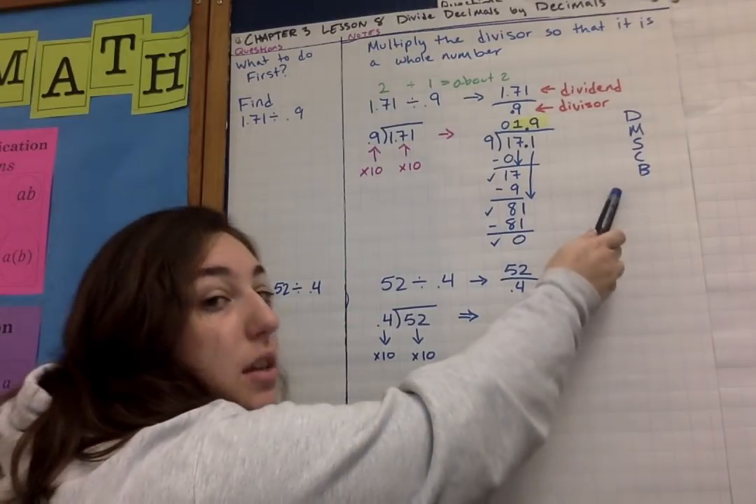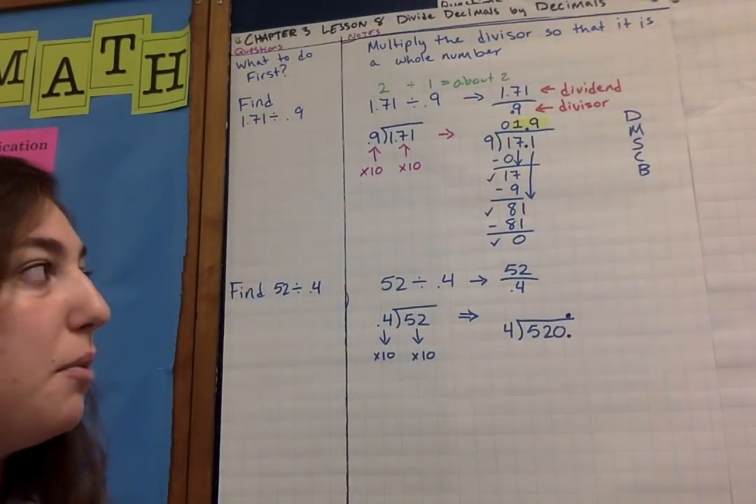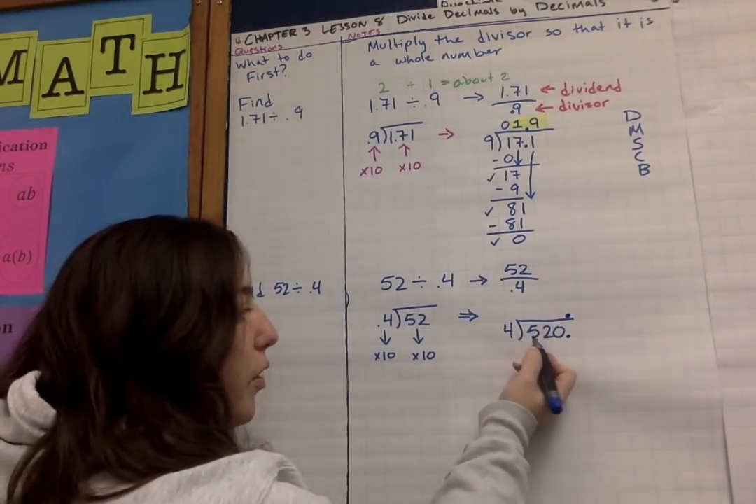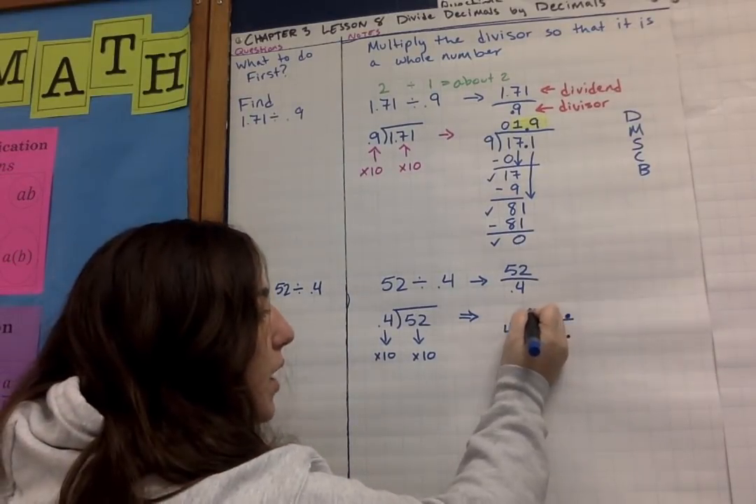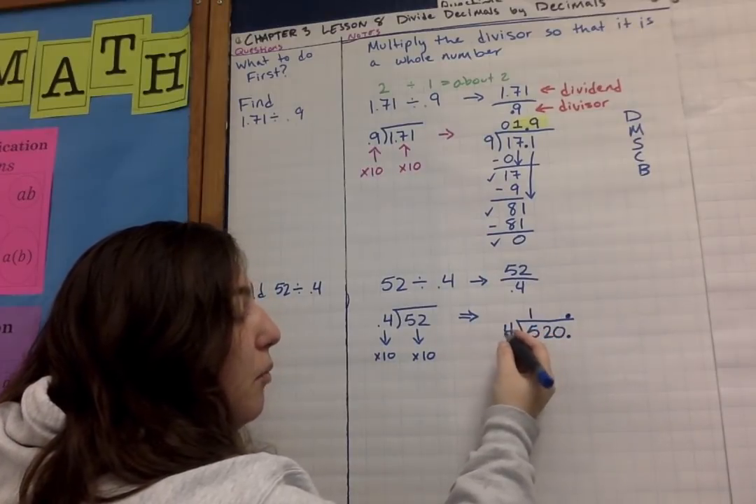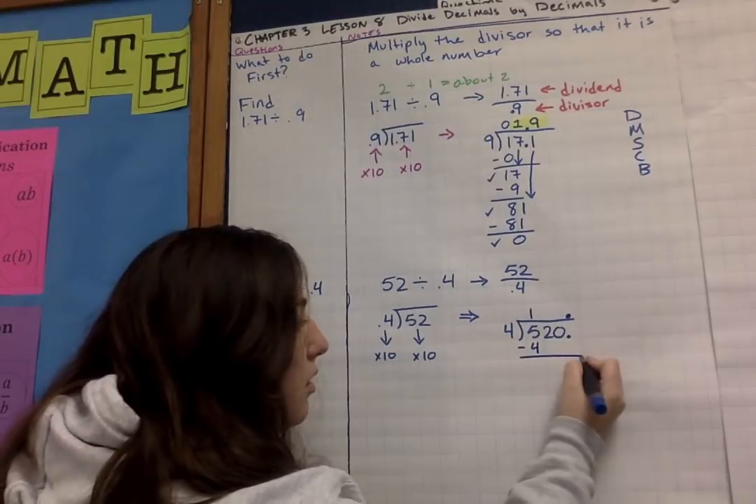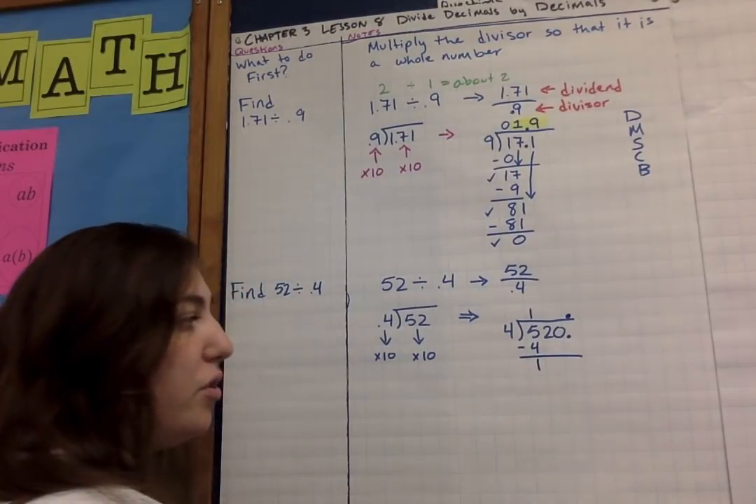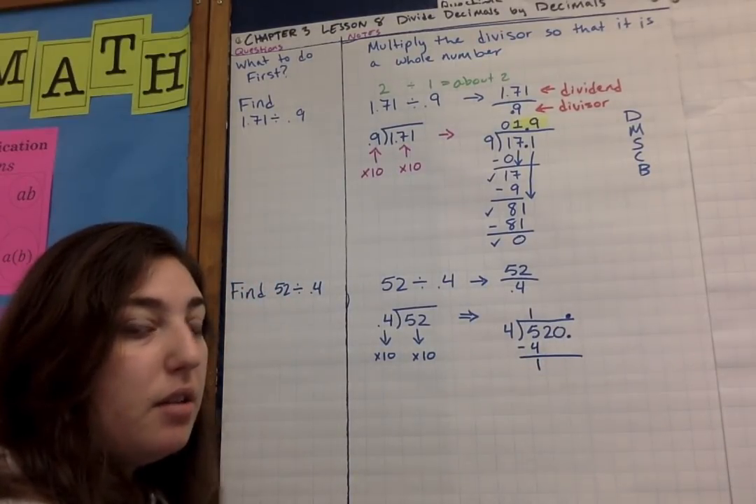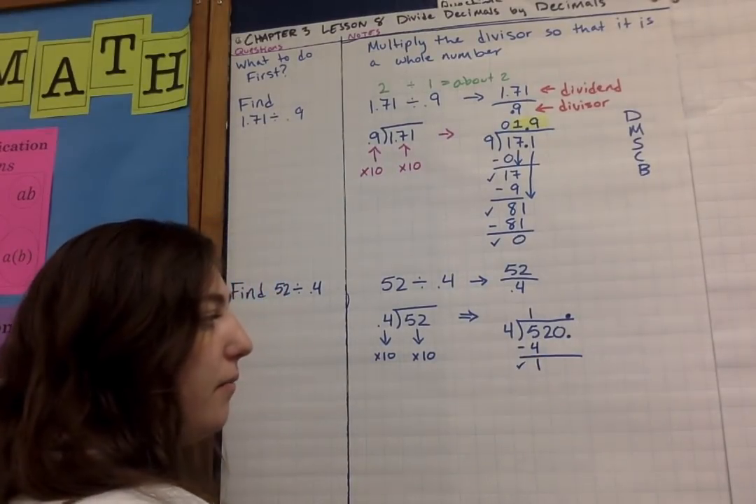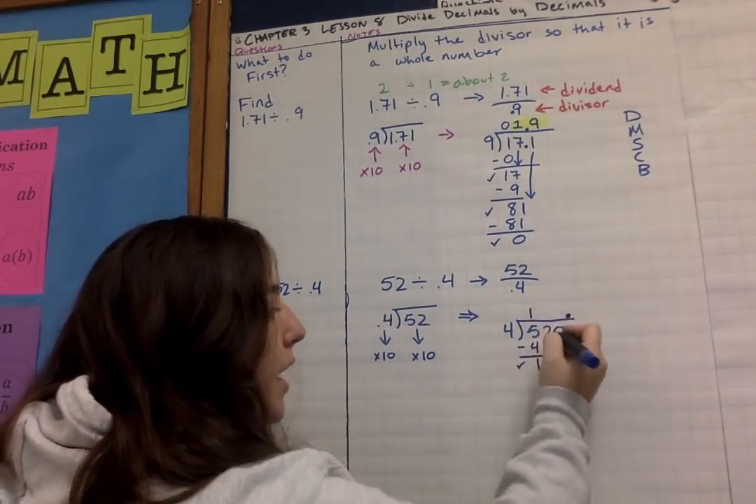So I'm going to use these same steps that are up here. First I'm going to divide, multiply, subtract, check, and bring down. So 4 goes into 5 one time. I'm going to multiply. 4 times 1 is 4. Subtract. 5 minus 4 is 1. And then I'm going to check. Is 1 less than 4? And it is. So I'll give myself a check mark. Now I'm going to bring down.